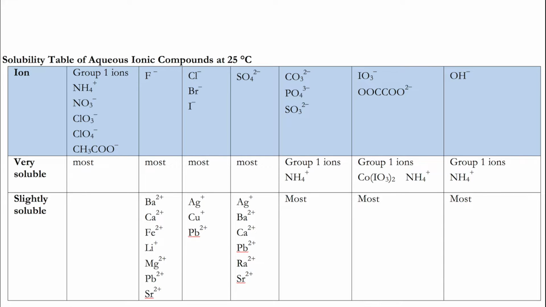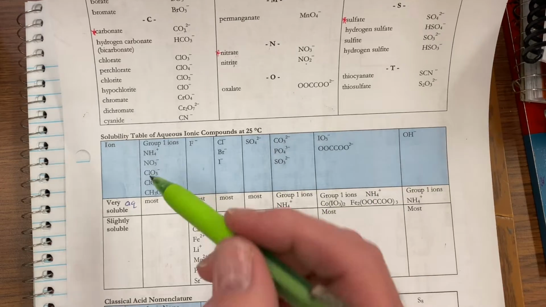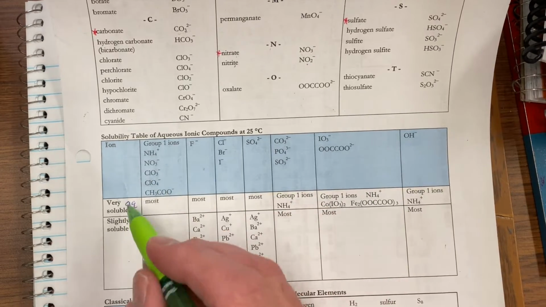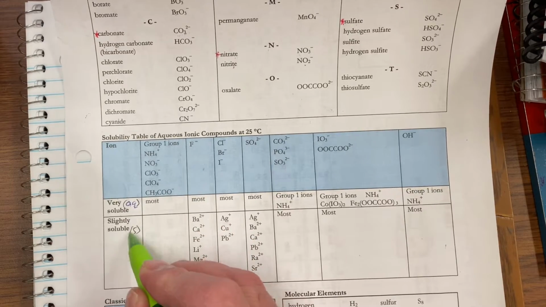Let's see how we use our solubility table to find out if ionic substances, and it only works for ionic substances, are soluble in water or not. Now, what we're going to do is, if we say it's soluble, we'll write AQ right there. If it's not soluble, we'll write S.